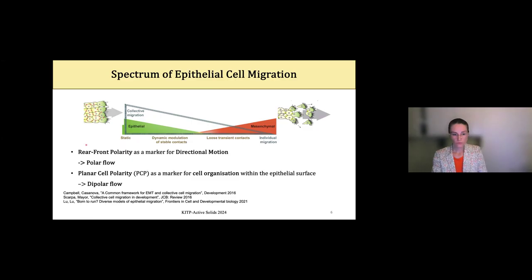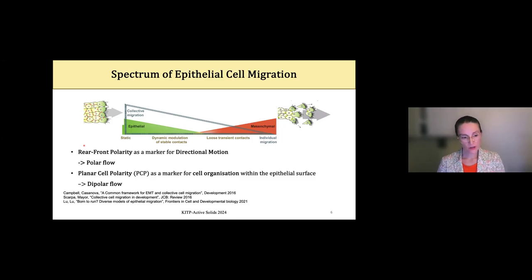So to summarize this part where we introduce the concepts, there are two types of polarities that are responsible for directed motion. One is the rear-front polarity that has been explored quite a lot in hydrodynamic models, but also in particle models of cells within the physics community. And we know that it leads to polar flow, flocking, in other words.